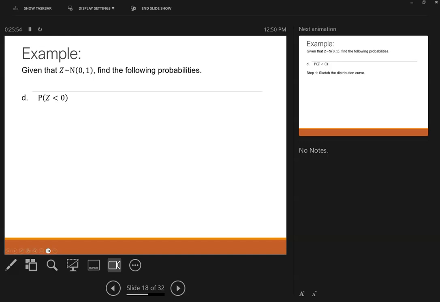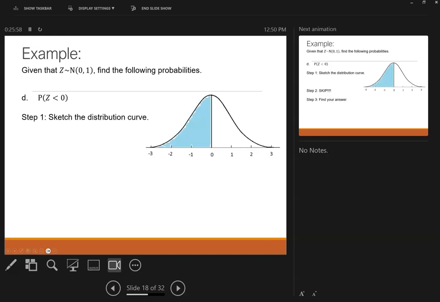Probability that z is less than 0. So I'll start by drawing my picture. And I'll go, wait a second! I don't even need a calculator to do this. I'll throw my calculator to the side. What does this probability have to be?